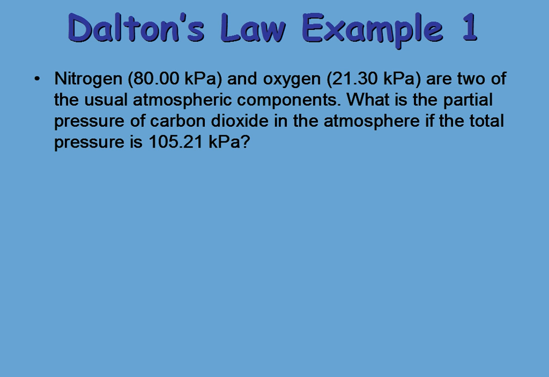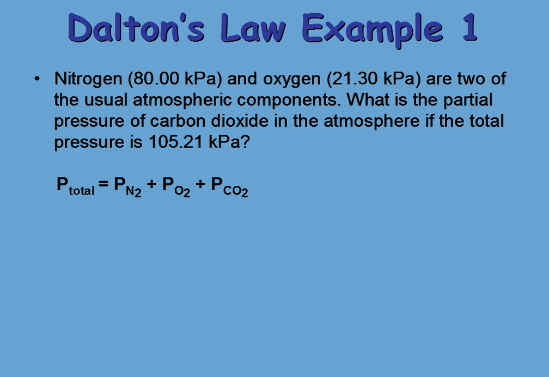So our first example involves a mixture of atmospheric components, nitrogen and oxygen, and we're given their partial pressures. Partial is just the part they contribute to the overall pressure when they're combined together as a mixture. And then we're asked to find the partial pressure of carbon dioxide, also known as CO2, if the total pressure is 105.21 kPa. So we have three components making up our mixture, and so those three individually, when added together, will give us the total pressure.